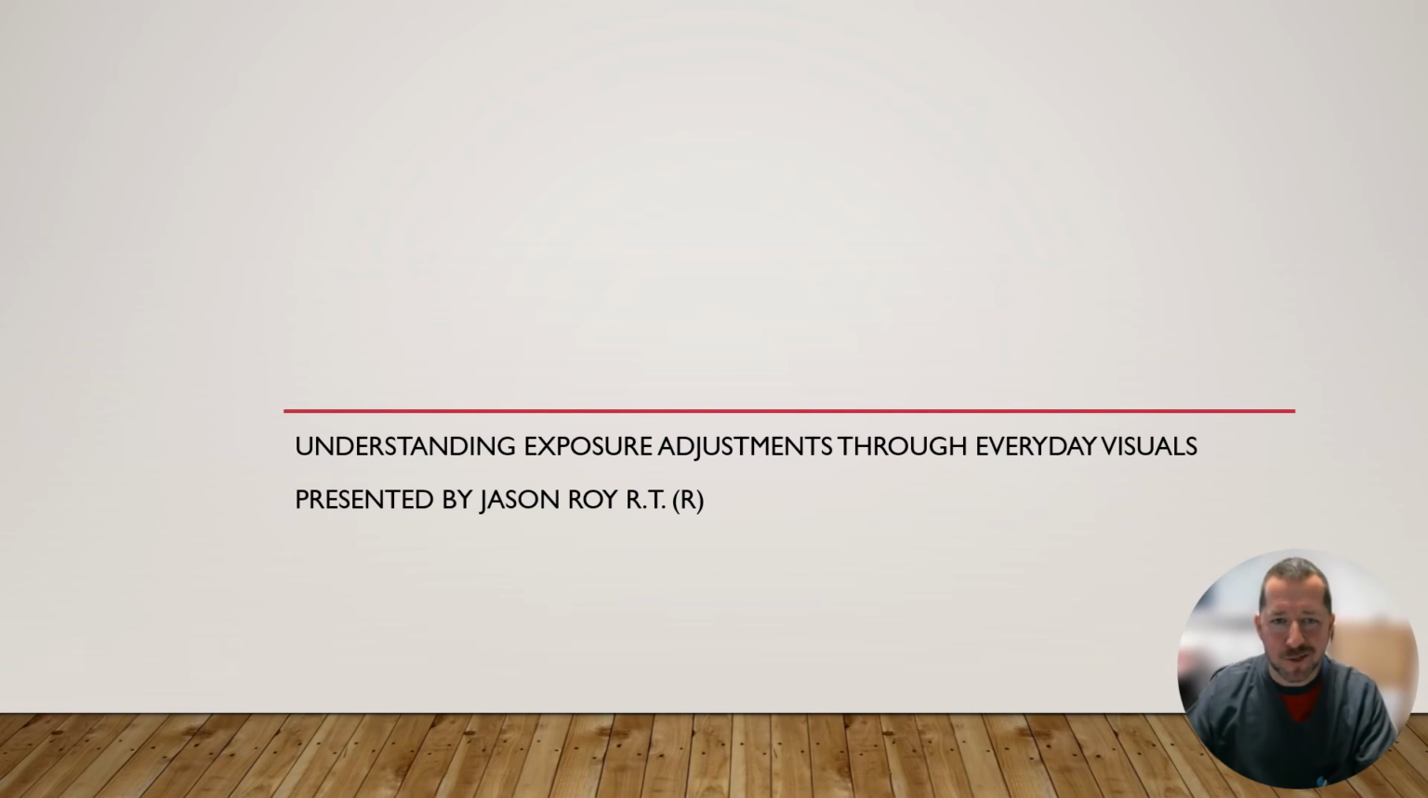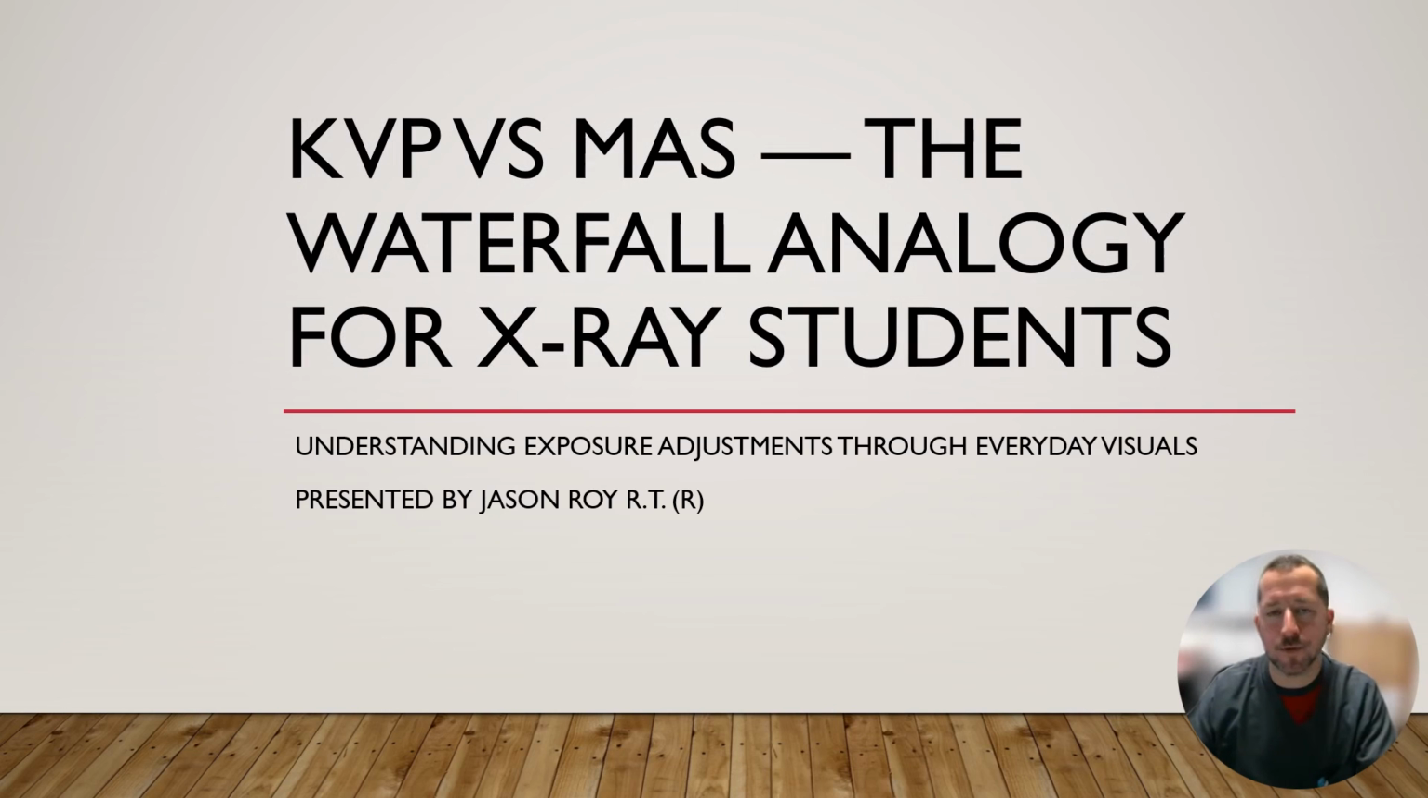I've been a clinical instructor for about 6 years, been doing X-ray for about 16. One of the biggest questions that I get from my students is, how do I adjust my KVP versus MAS and when do I do it? So we came up with some analogies that can kind of help us understand this a little bit better. It has to do with the waterfall, some rocks, and a garden hose. So hope this helps.